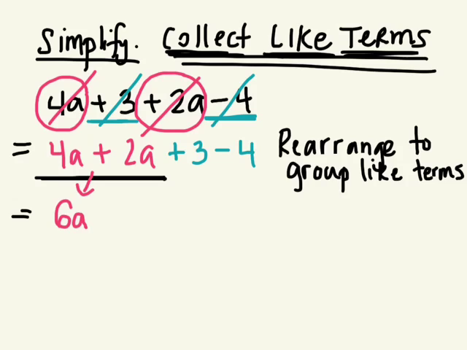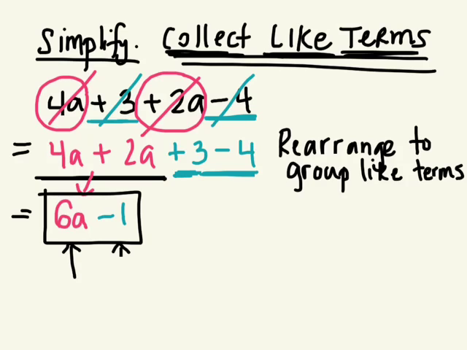What else can I make shorter? Can I have 3 and take 4 away? Sure. What do I have left? Negative 1. This is my final answer. That's it. I simplified it. 6a minus 1. Are both of these terms unlike terms? Yes. So I know that I must be finished. I can't simplify it anymore because I'm only left with unlike terms. It can't be put any shorter. I can't take 1 away from an a because they're unlike.